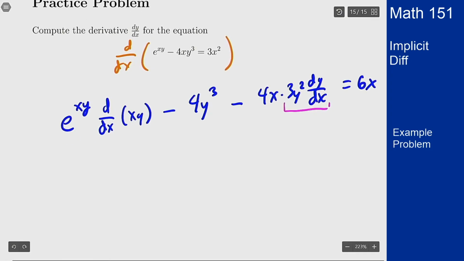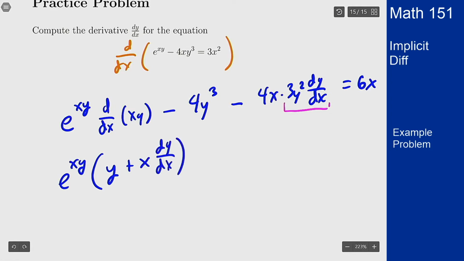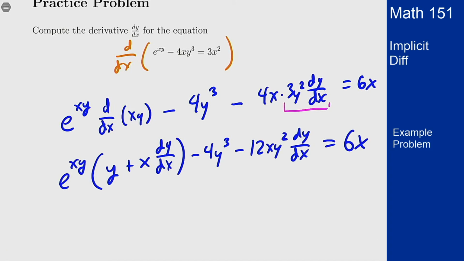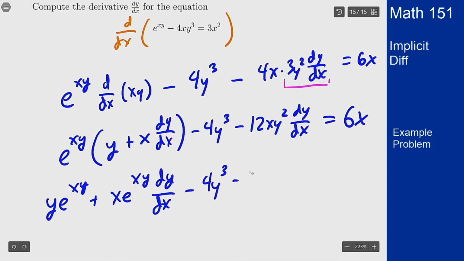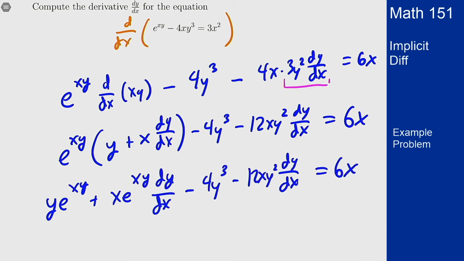Now we know the derivative of xy we do by the product rule. So I'll see e^(xy) times y, differentiating the x, and then plus x dy/dx when I differentiate the y. The rest remains the same. And now before I try to solve it, I want to distribute that e^(xy) to the two terms inside. So I'll see the following: y e^(xy) plus x e^(xy) dy/dx minus 4y^3 minus 12xy^2 dy/dx equals 6x. And now I can try to solve for dy/dx.